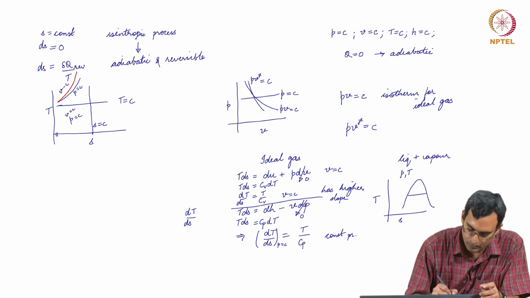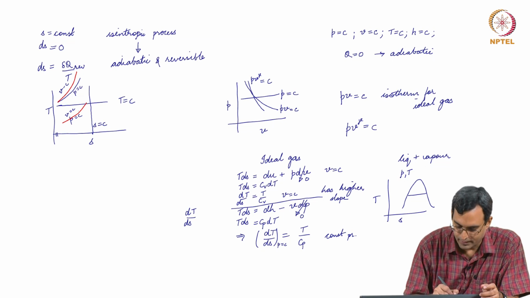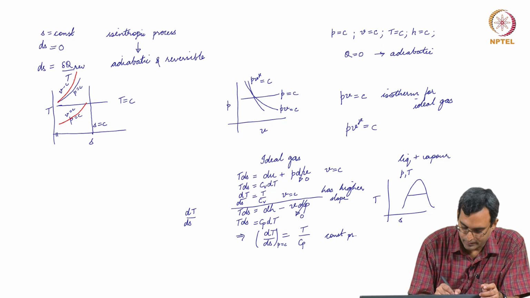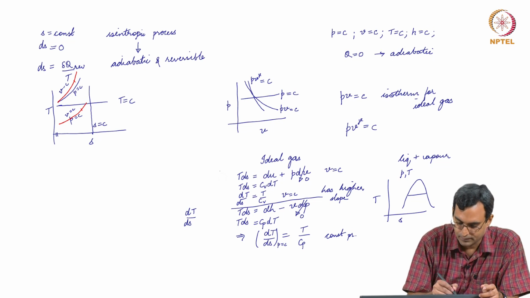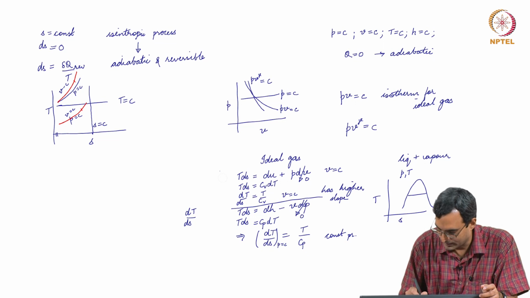It has a higher slope than a constant pressure curve, and if I take 2 points here at the same entropy and some 2 other points here, the distance between these 2 points is larger than the distance between the first set of points. So, that is also something which we see.